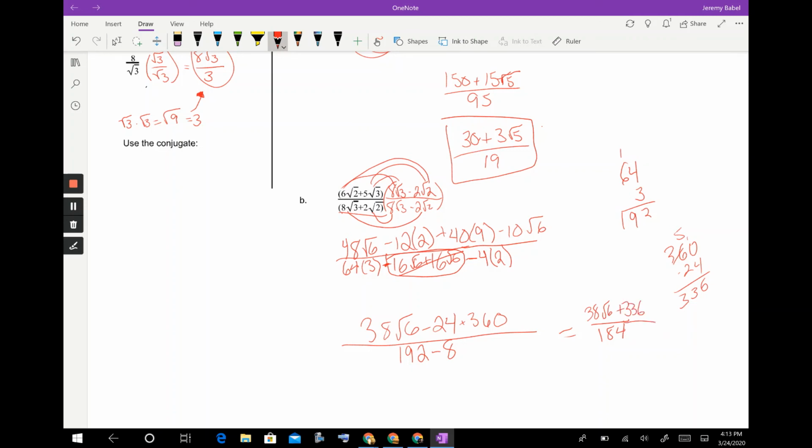This will probably simplify just a little bit. Everything here will divide by 2: 38, 96, and 184. 38 divided by 2 is 19 root 6. Divide this by 2, and we get 48. And then 184 divided by 2 is going to be 92. And the only thing we'd have to check is if these things are divisible by 19. And I don't believe they are. So that would be our simplified answer.